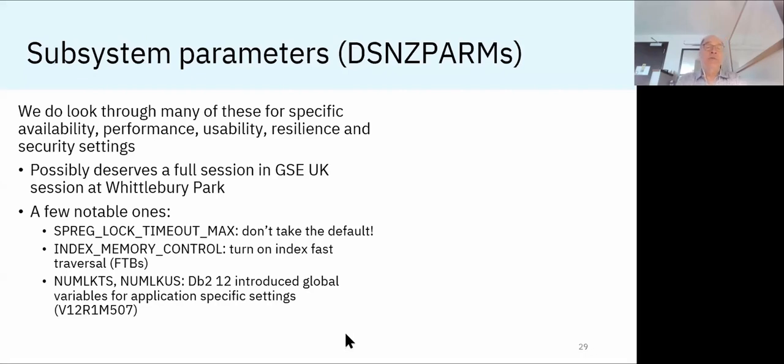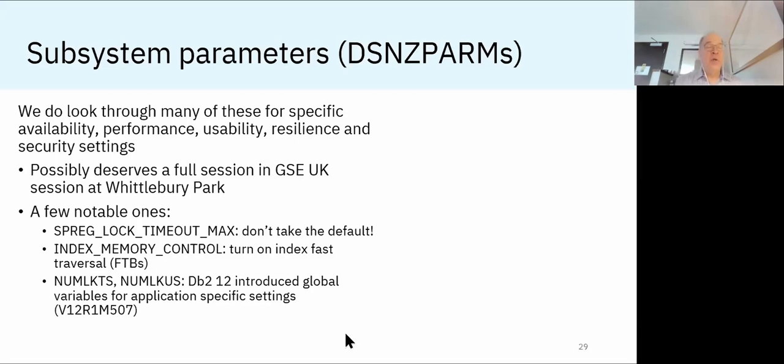ZPARMs. We do look at ZPARMs. We go through the long list of ZPARMs, and we don't look at every single one of them, but we look at a lot of them. Specifically, we're looking at availability related ZPARMs, but also some performance, usability, resilience, and security settings. There are so many. This probably deserves at least one full session at GSUK. Maybe we'll propose that.